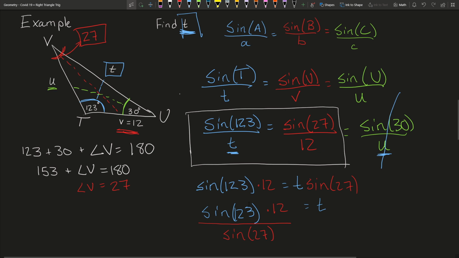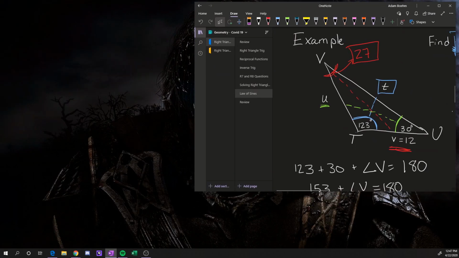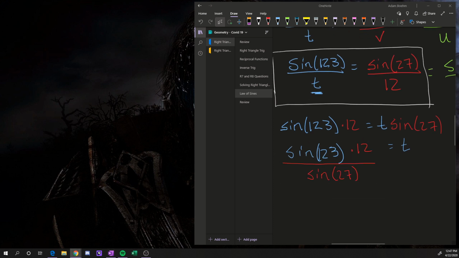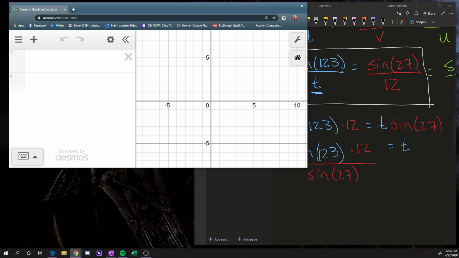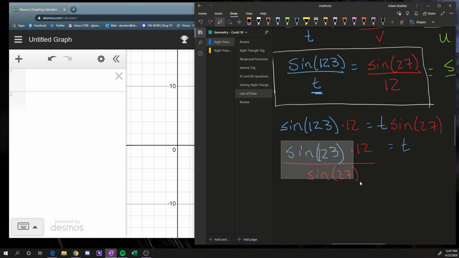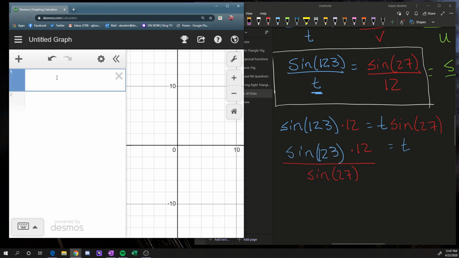All right, so then we can go over to a calculator, type this part in, and get an answer. So I'm going to pull up Desmos, and I will write it exactly as I would in a normal calculator. But you can see both. Okay. So on a calculator, we want to type in this right here. And we have to be very careful when we do that. So normally I like parentheses around my numerator and parentheses around my denominator. So I'm going to start typing in parentheses sine of 123 times 12, close that numerator parentheses, and then divide that by sine of 27.